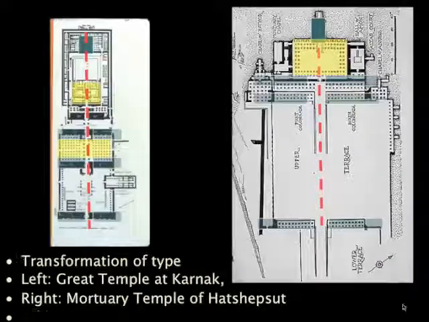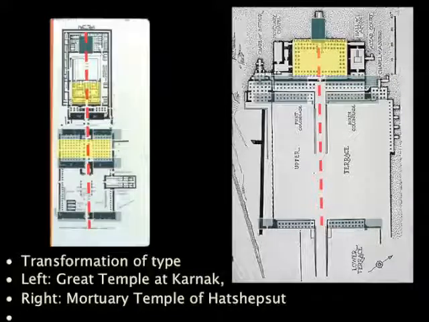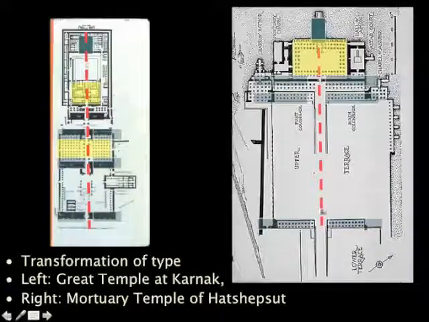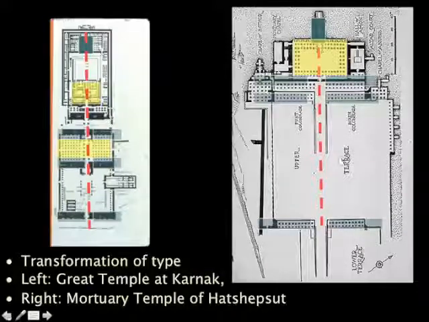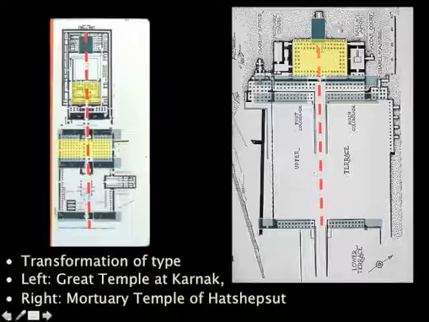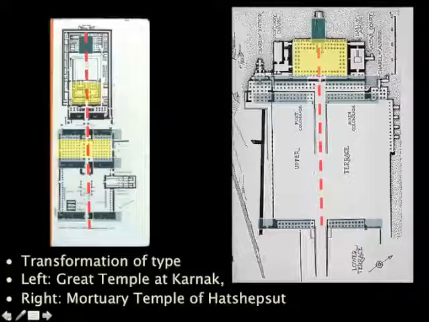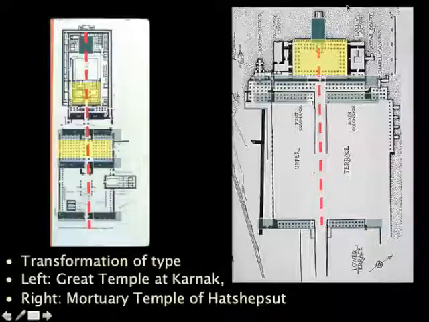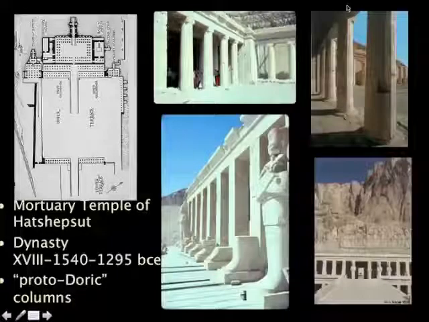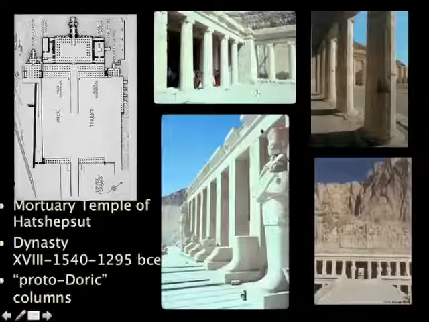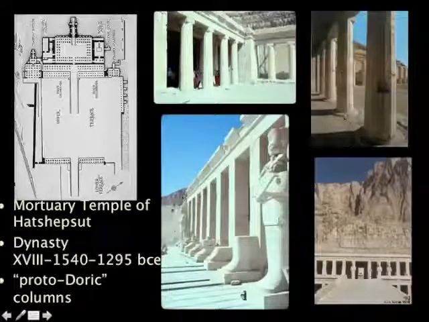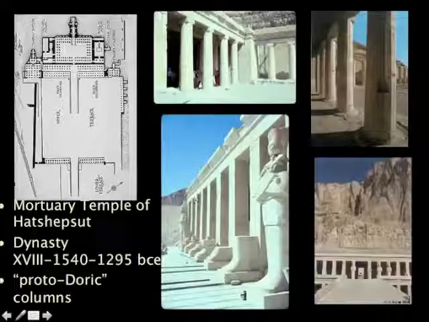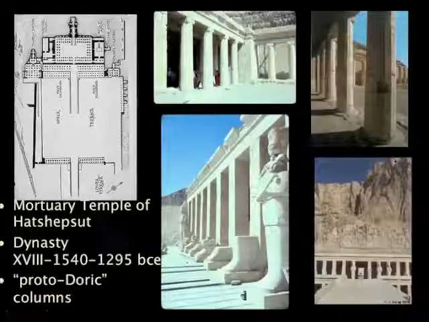This is just a fabulous colored drawing illustrating the transformation of the type, that we conserve things like the hypostyle hall and the chamber for the entombment and the series of thresholds, but we present them in a different way. Here are some details showing you the abstracted columnar edge at the Hatshepsut temple.